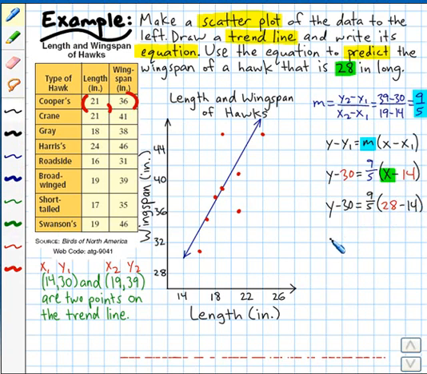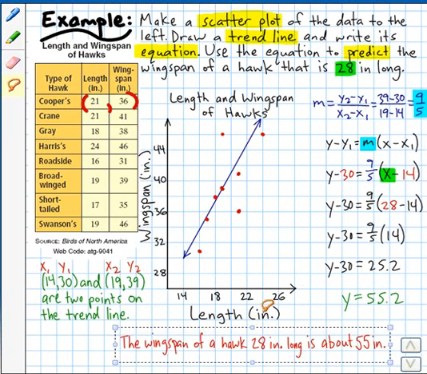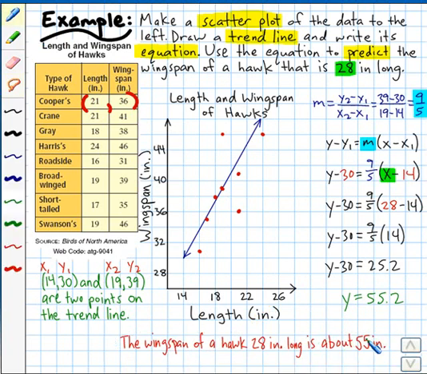Let's simplify the right side of this equation. 28 minus 14 is 14. And 9/5 times 14 is 25.2. So to isolate y, we need to add 30 to both sides. And that gives us y equals 55.2. So we can conclude that the wingspan of a hawk 28 inches long is about 55 inches. And we've got our prediction.